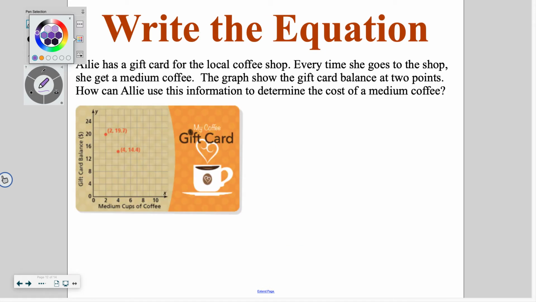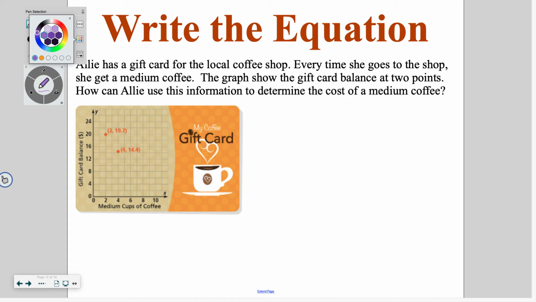Last thing we're going to talk about here is a word problem. Alice has a gift card to the local coffee shop. Every time she goes to the shop, she gets a medium coffee. The graph shows the gift card balance at 2 points. How can Allie use this information to determine the cost of a medium coffee?